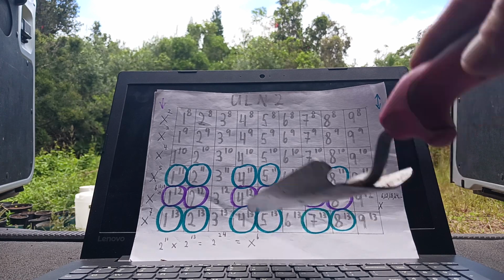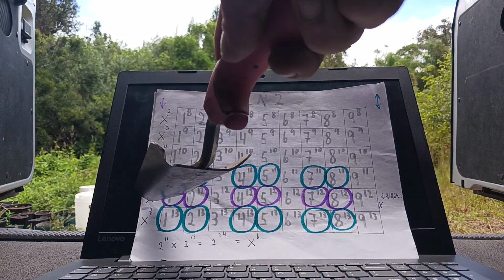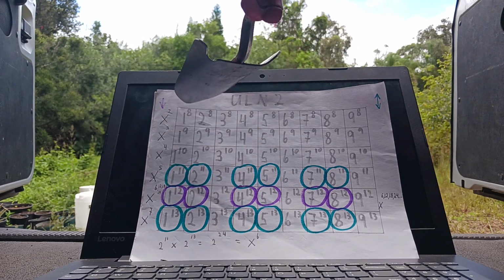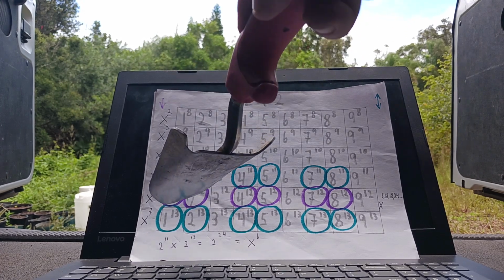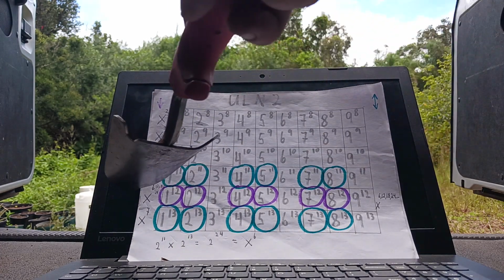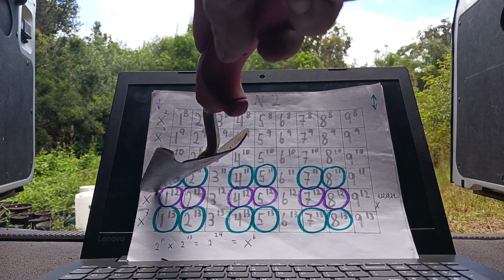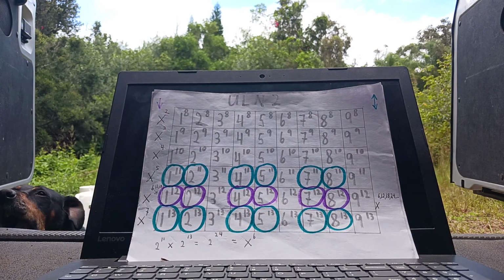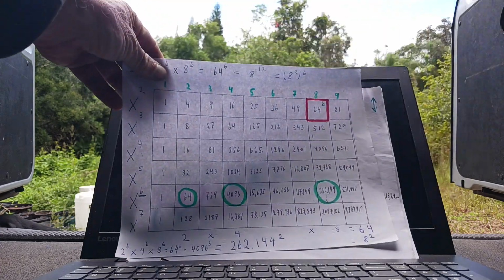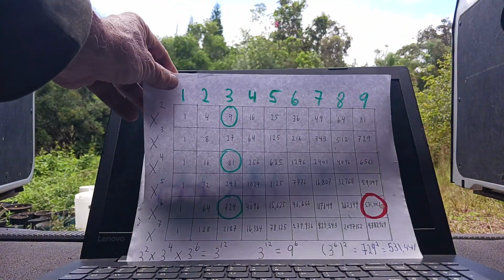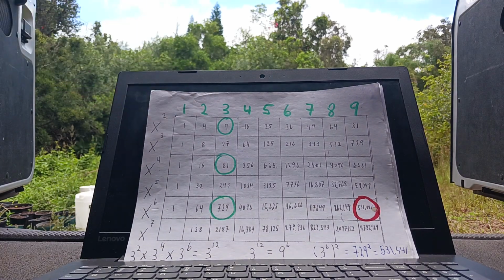And we have 2, 3, 4, 5, 6, 7, 8, 9, 10, 11, 12, 13, 14, 15, 16, 17, 18, 19, 20, 21, 22, 23, 24. 2 and 4 is a 6, x to the 6th. No, we did that already. Okay, what do we got going on here?